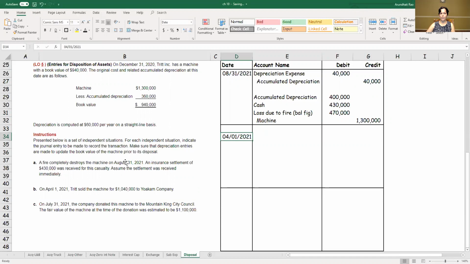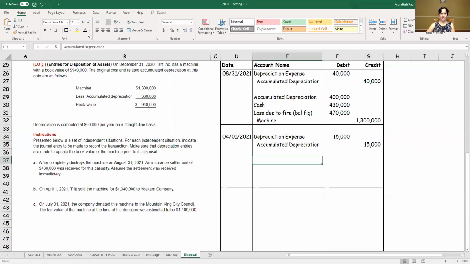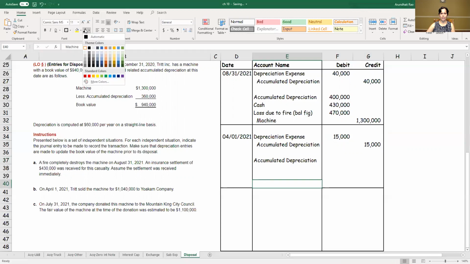First thing is I need to do the depreciation for how many months? 3 months. January 1st through March 31st. So I have the journal entry where I have depreciation expense debit, accumulated depreciation credit, $60,000 per year multiplied by 3 over 12 to give me the 3 months depreciation. That works out to $15,000. Okay, now I need to dispose of the asset. So accumulated depreciation will be debited. The machine will be credited.